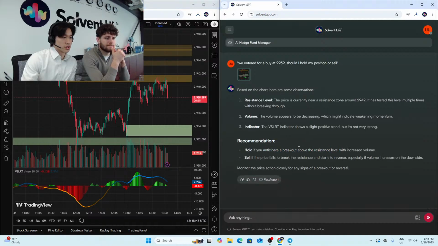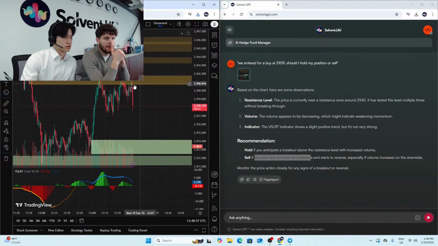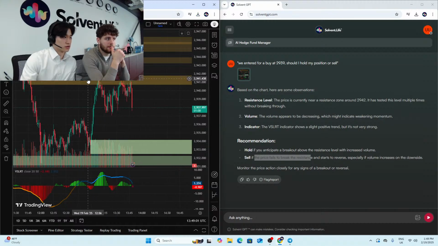Hold. If you anticipate a breakout above the resistance with increased volume, sell if the price falls below the resistance and starts to reverse. Was that the resistance here? I think so. Yeah, the order blocks. But that resistance would have been up here.